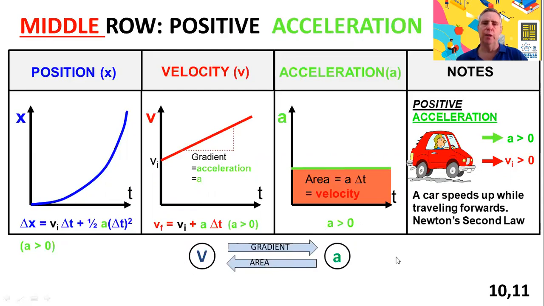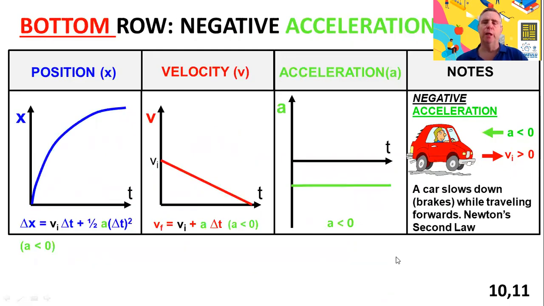Let's look at the last case. In the bottom row, we're looking at negative acceleration. So this graph is below the axis. Acceleration is still constant. It doesn't change with time, but it's less than naught. Maybe it's -2 or -3 meters per second squared. Your velocity now decreases. Starting from some initial velocity, it decreases with time. And so we have the same equation, but now we remember that the gradient, the acceleration, is less than naught, so you have a negative slope.